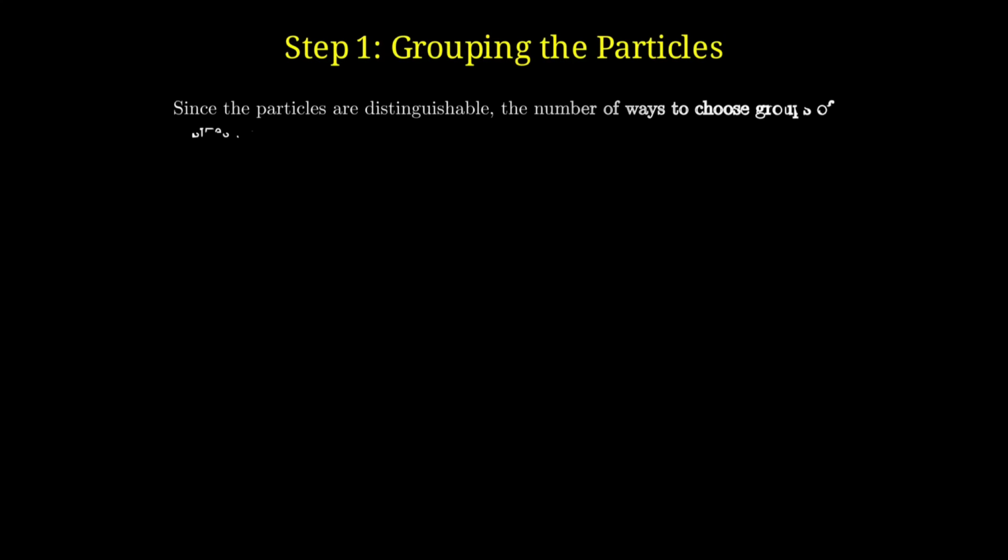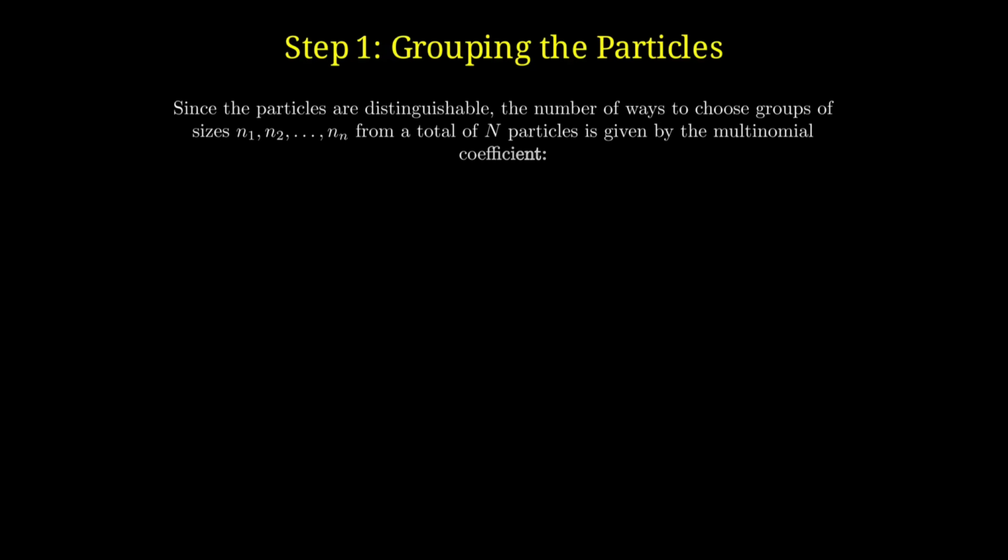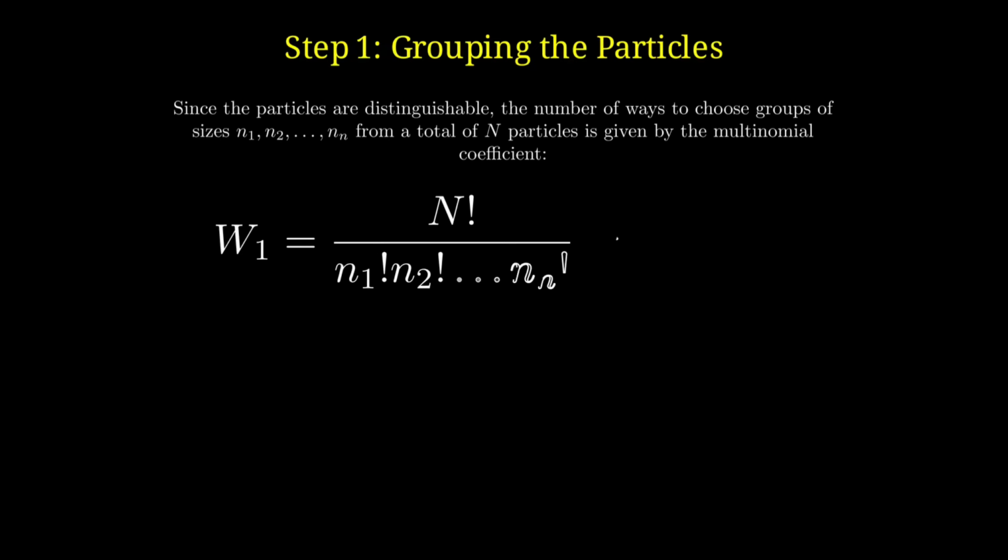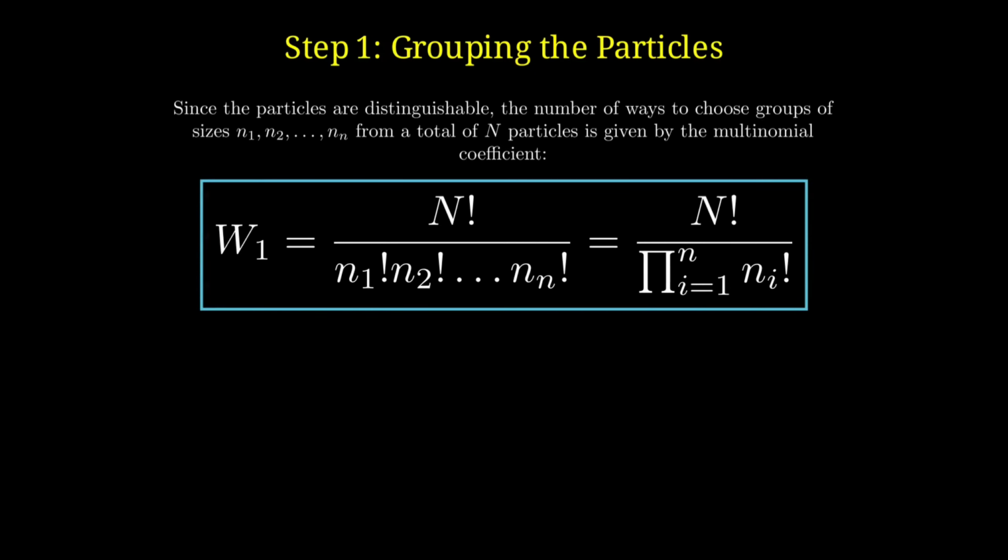Since the particles are distinguishable, the number of ways to choose groups of size N1, N2, and so on from a total of capital N particles is given by the multinomial coefficient. W1 equals N factorial divided by the product of all Ni factorial. This is the number of ways to partition N distinguishable objects into groups of specific sizes.